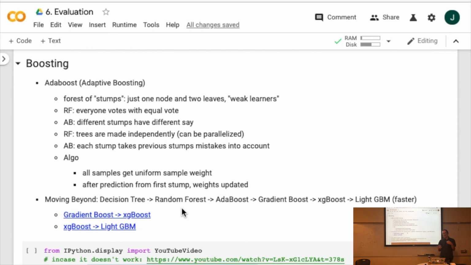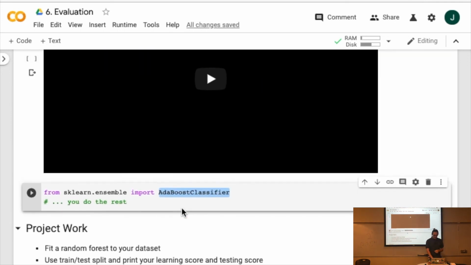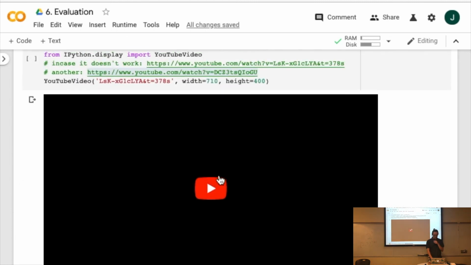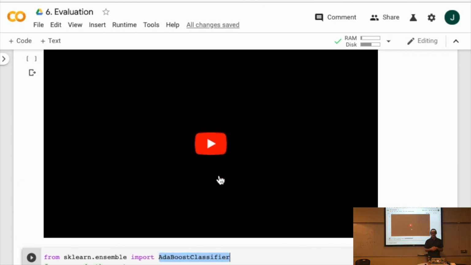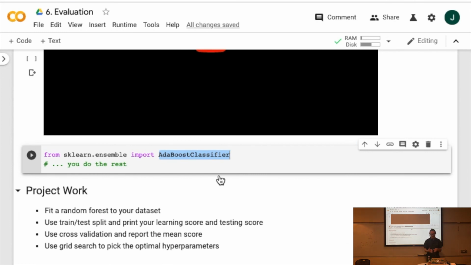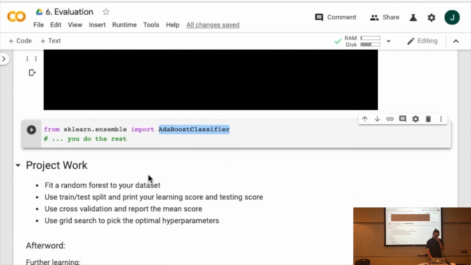Because I could stand up here all day and tell you 50 different models, but I don't think it would be very helpful to you. So it's nice for you to experiment on your own. If you want, on your own time, watch this video. It explains AdaBoost and how that's a slight improvement on decision tree, but you'll see they're actually very similar.